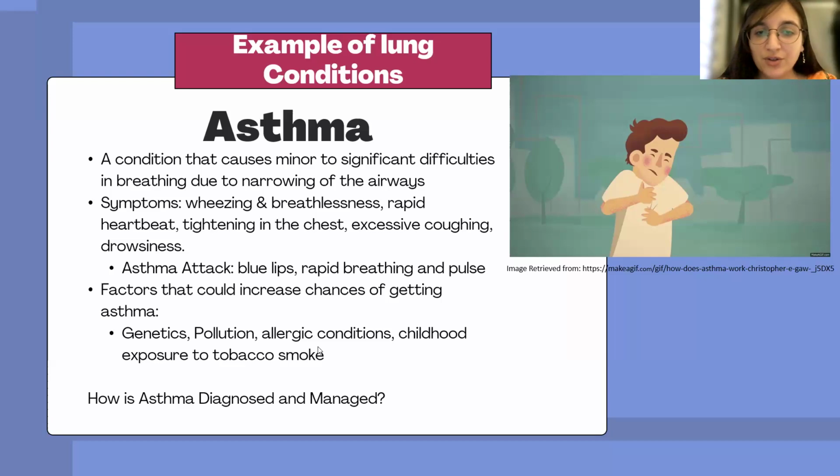And then it could also be because of allergic conditions and childhood exposure to tobacco smoke. That's why it is recommended that you do not smoke near a child, because it can have a negative impact on their bodies, especially since they're so young, and early exposure can lead to a lot of problems later on. So how do doctors diagnose asthma? How do they know if a patient has asthma? And how do asthma patients manage those asthma attacks or just asthma in general? Let's go to the next slide.